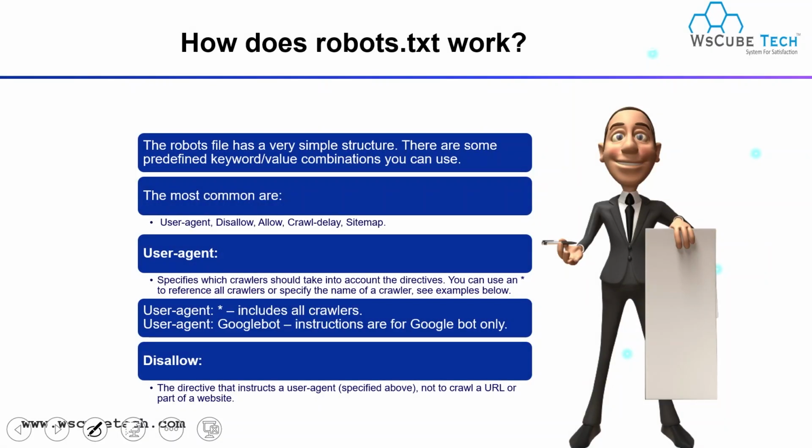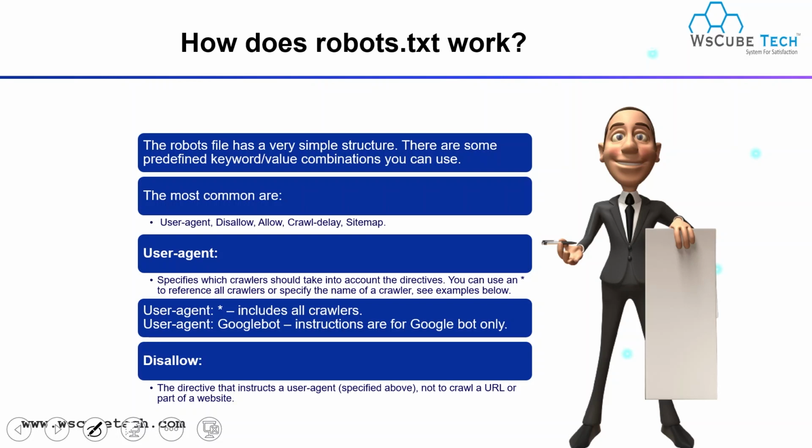Now, let's move to the functioning of your robots.txt. How does your robots.txt file work? The robots file has a very simple structure. There are some predefined keywords or value combinations we can use.